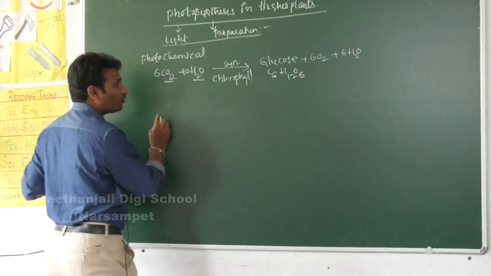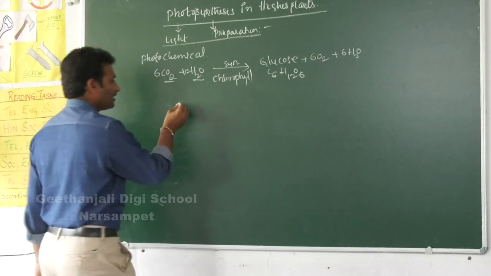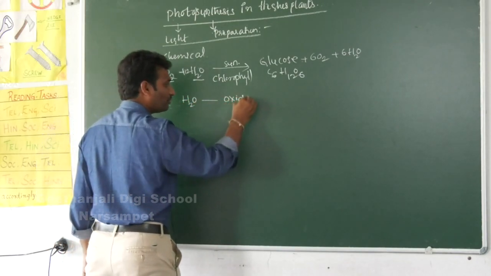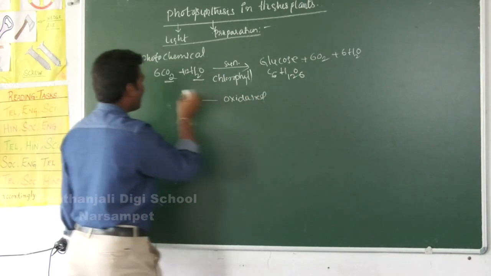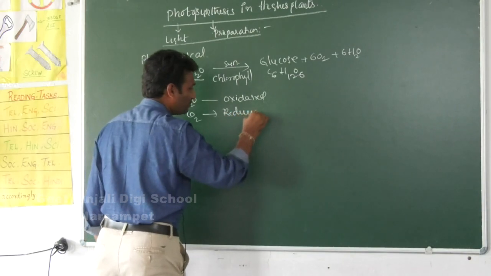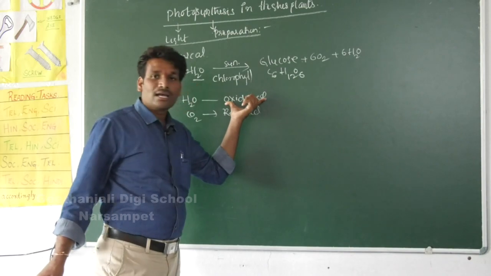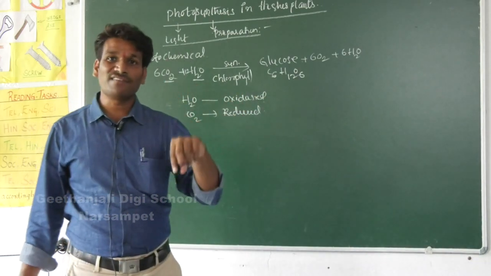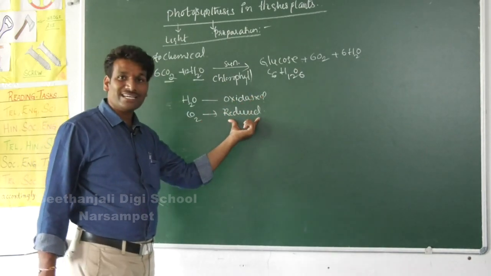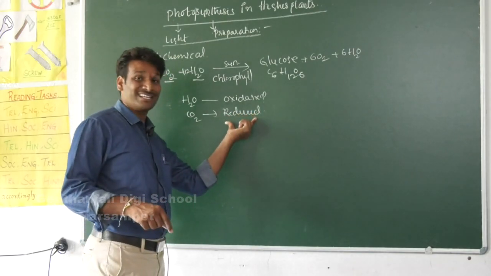CO2, H2O, which is oxidizing, which is reducing? If you see, water is oxidized and CO2 is reduced. What is the meaning of oxidation? Loss of electrons, addition of oxygen, loss of protons is considered as oxidation. Here addition of hydrogens, protons, electrons is known as reduction.